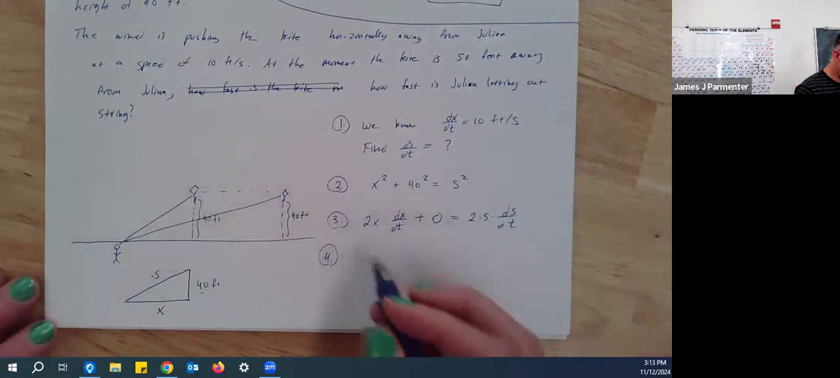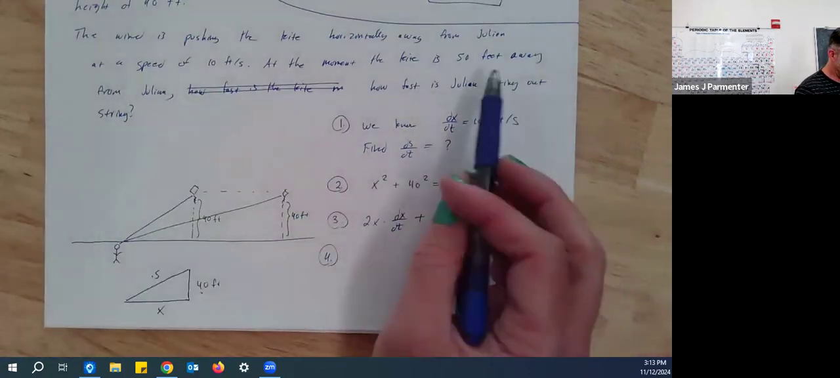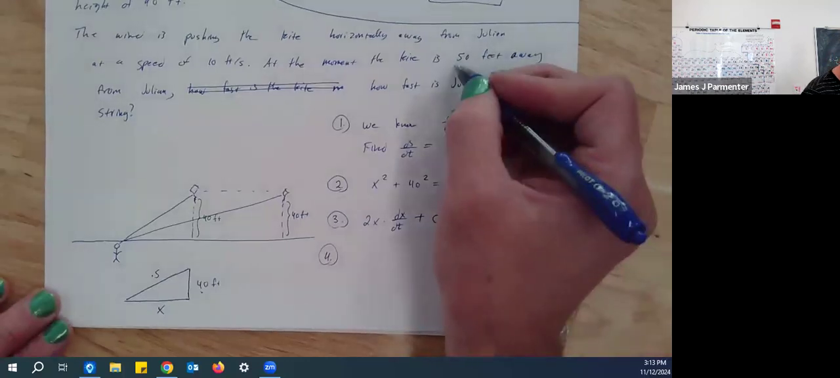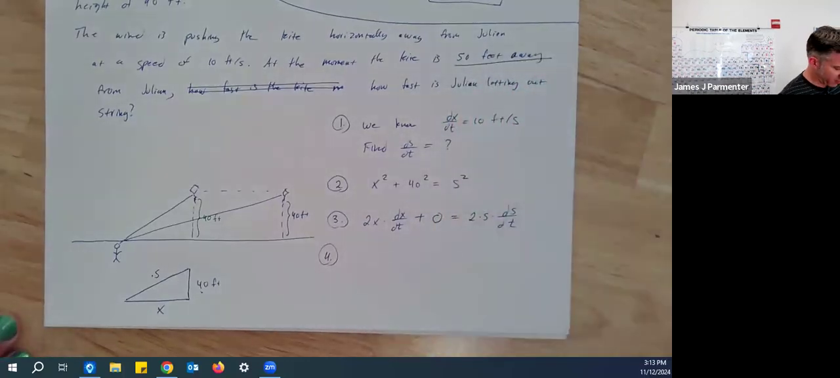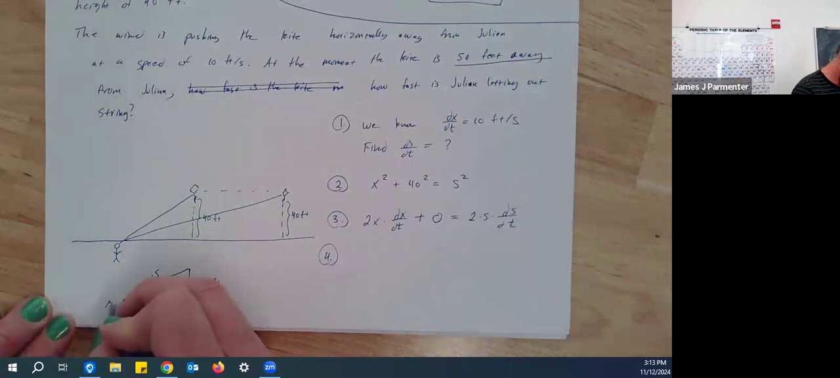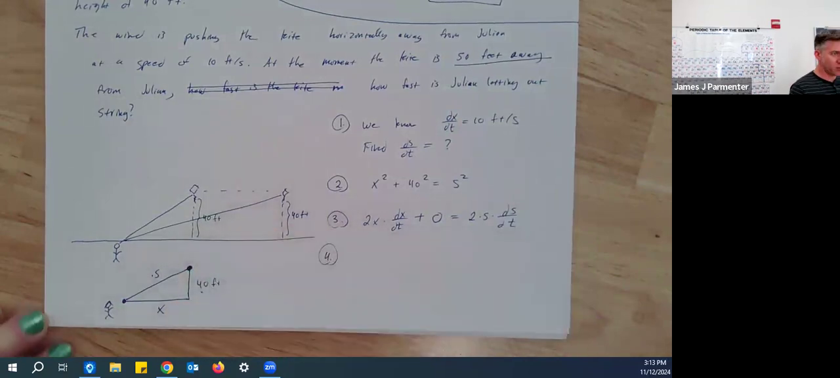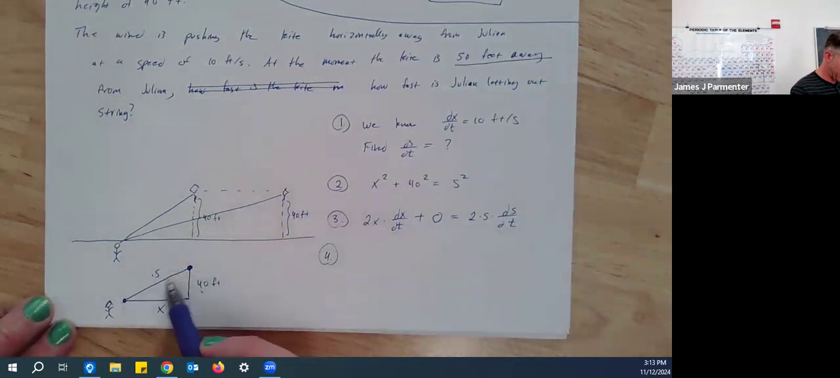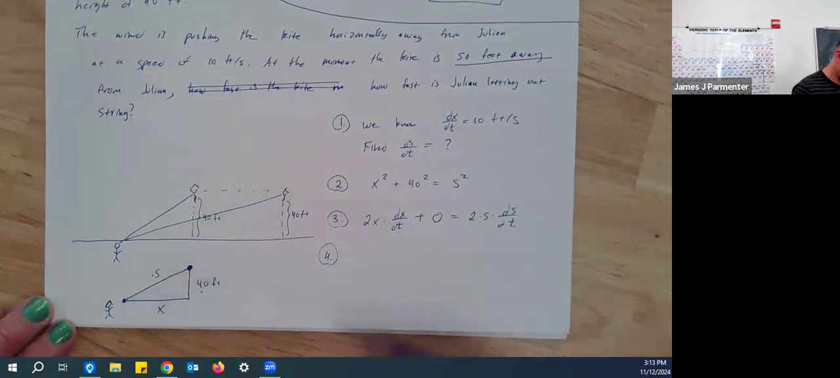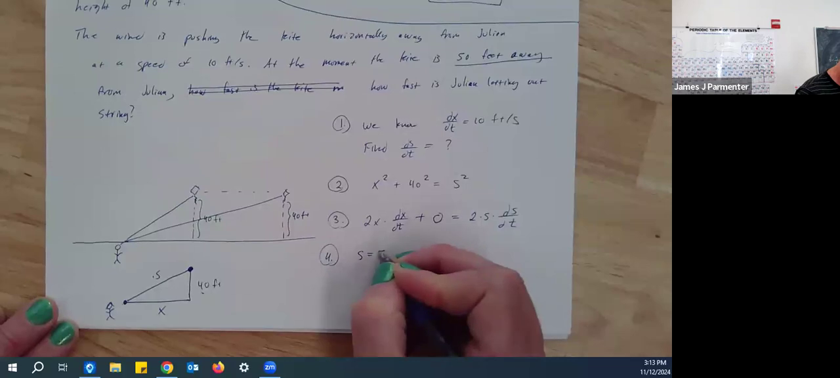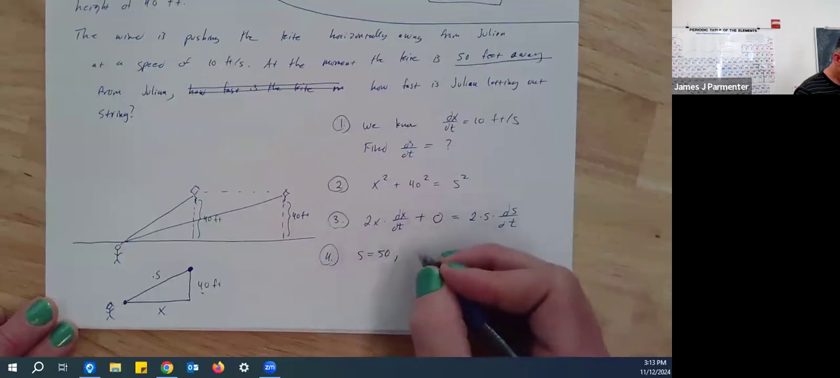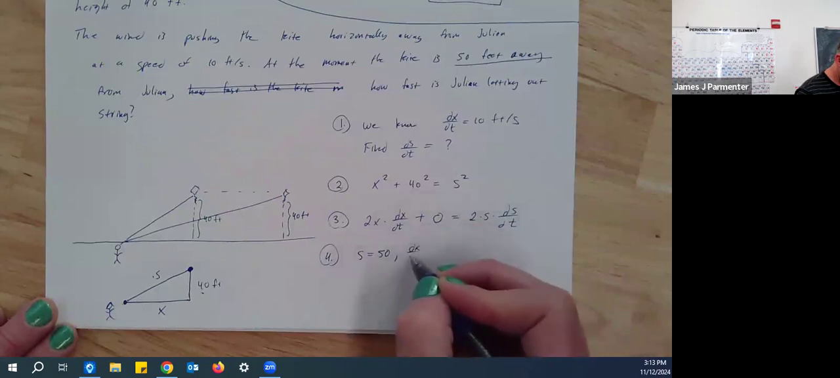So we're told that we want to know at the moment the kite is 50 feet away from Julian. If the kite is 50 feet away from Julian, is that the value of x or the value of s? I think it's actually s, because if we think about Julian being here, and the kite being here, from Julian to the kite is traveling on this path, which is definitely the path labeled by s. So we're going to say that s equals 50. And then we know what dx/dt is. dx/dt is equal to 10.